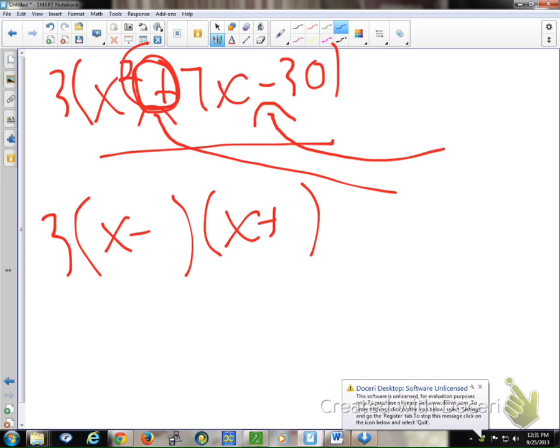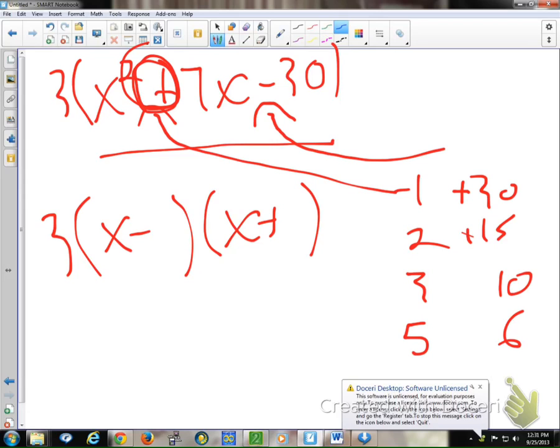So what are all the factors of 30, Logan? What are all the different factors of 30? 1 and 30, 2 and 15, 3 and 10, and 5 and 6. Very good. And we know they're different signs, and the bigger one has to be positive. So plus, minus, plus, minus, plus, minus. Which combination adds to get the middle term of positive 7? 10, negative 3. Very good. Negative 3 and 10.